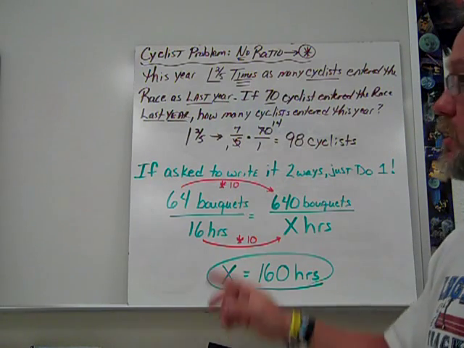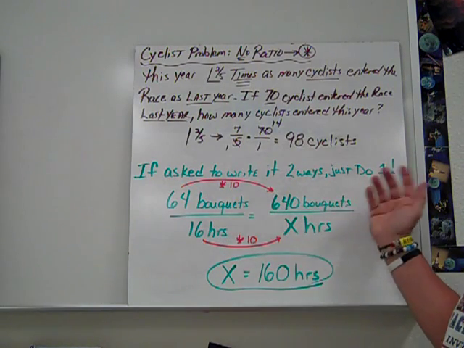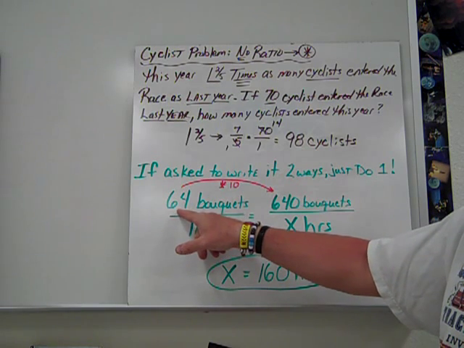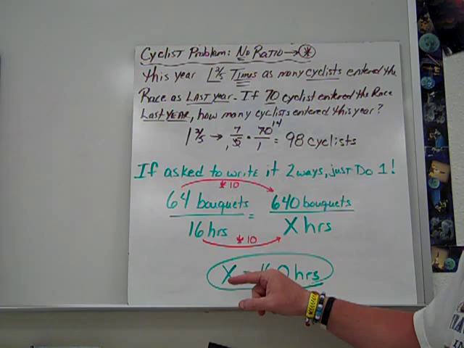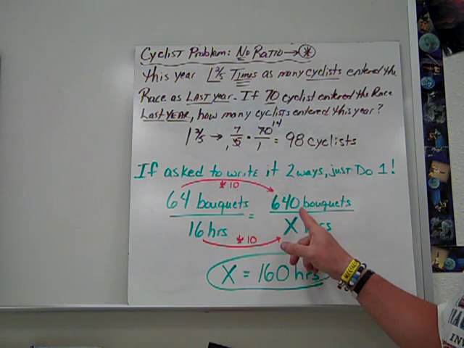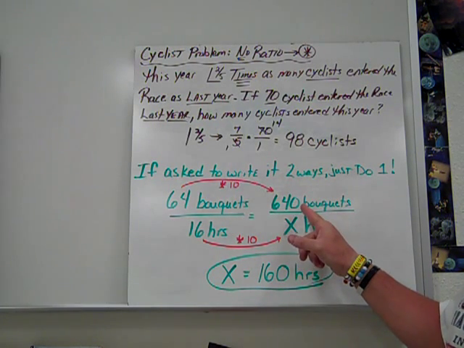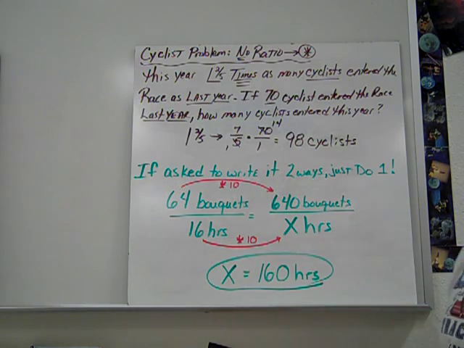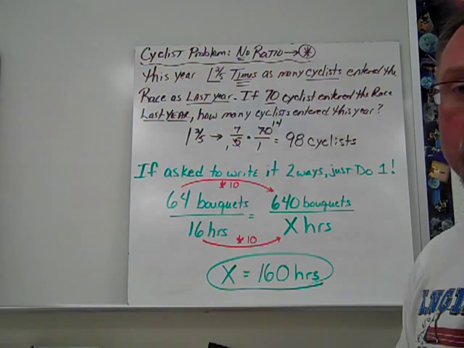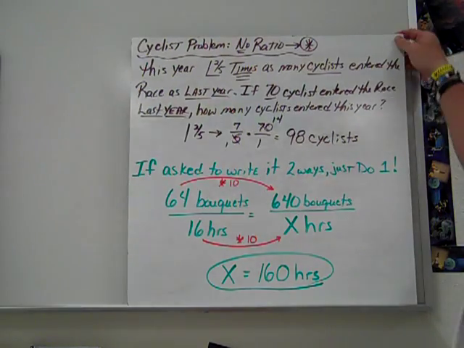There's also a couple questions on there. If you're asked to write it 2 ways, just do it one way. In this case, it's flower bouquets, so 64 bouquets, 16 hours. They give you how many hours it would take to make 640. What you do is basically multiply both top and bottom times 10 and get 160 hours for that.